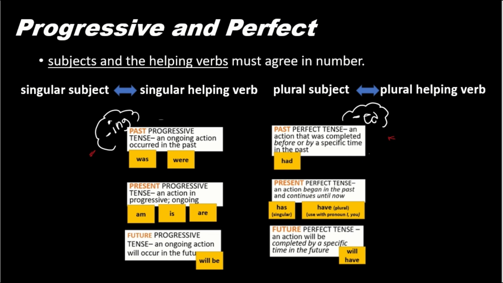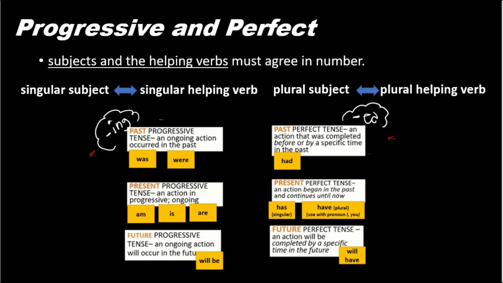When you see these helping verbs, was, were, am, is, are, will be, and then the verb after it ends in -ing, you have a progressive family verb. Versus if you see had, has, have, will have, followed by a verb that ends in -ed, you know that you have one of these perfect family tenses.